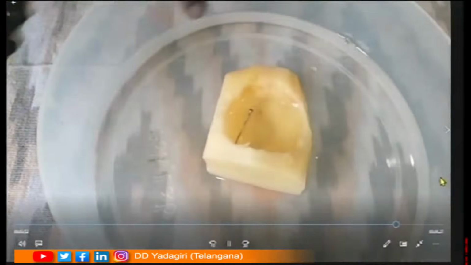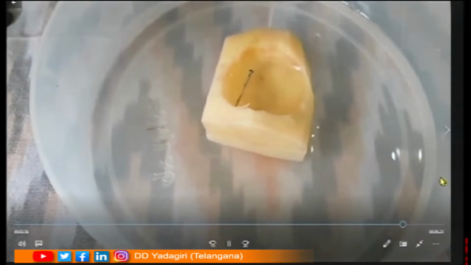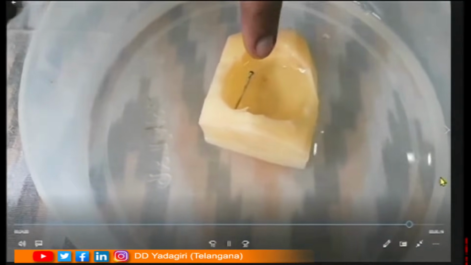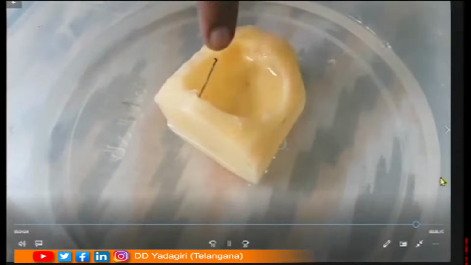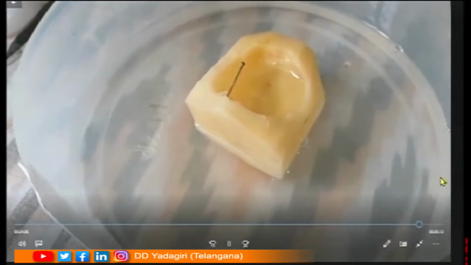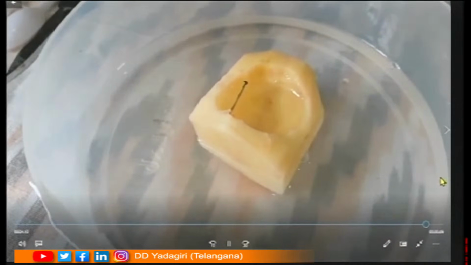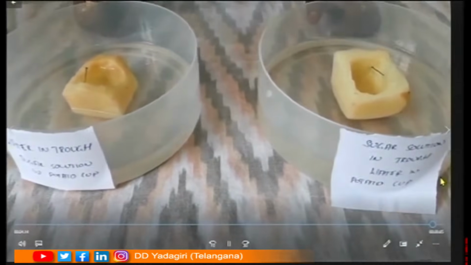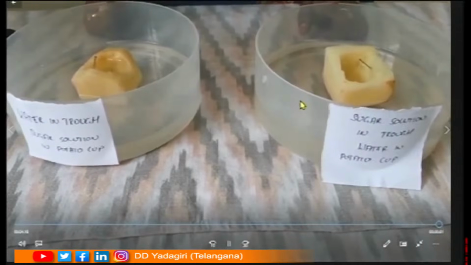Now the bowl was filled with water and the potato cup was filled with sugar solution. Now the mark which I pierced with the pin, the water level has risen in the potato cup because this potato cup has sugar solution. Right children? So, we can clearly see by this experiment the water is moving towards the highly concentrated solution.